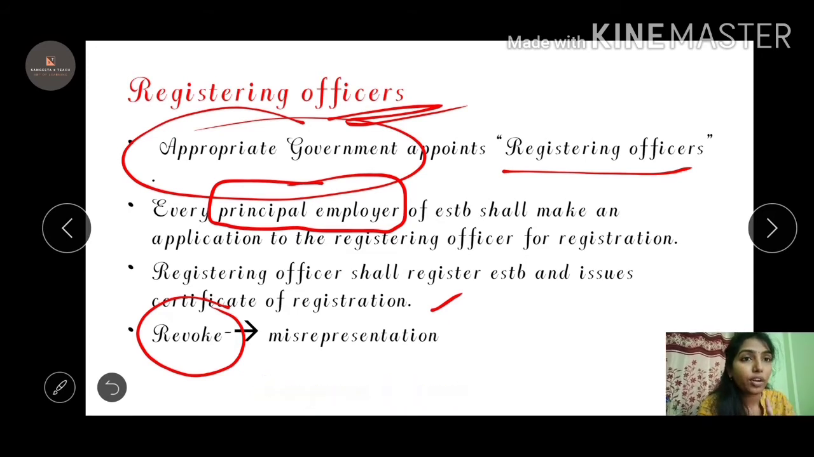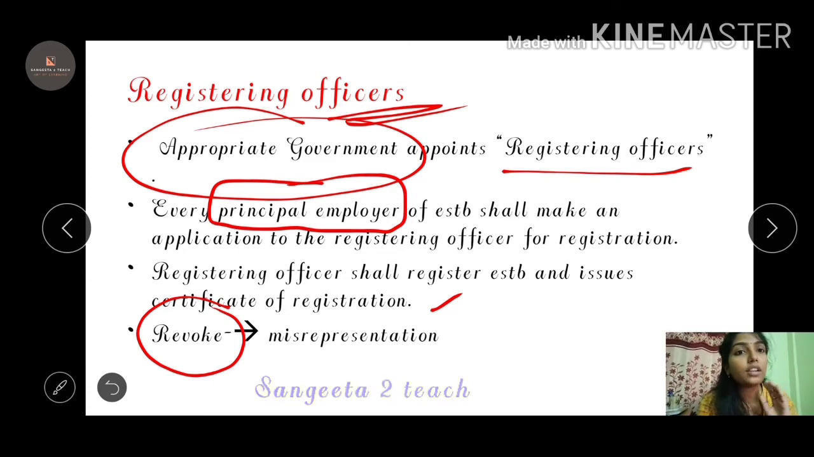Every principal employer of an establishment will make an application to the registering officer for the registration. If everything is in a proper way, you get a certificate of registration. If it is not in a proper way, there are some mistakes, some misrepresentation, there would be a revoke. The registering officer will have all rights to stop if there is something wrong in your application.